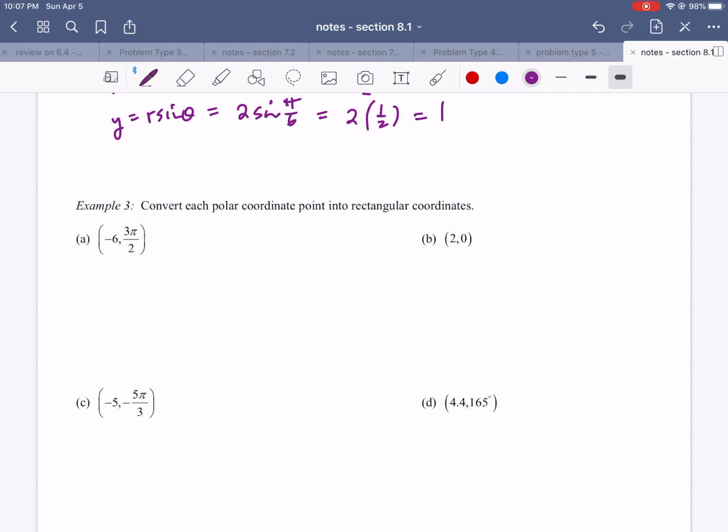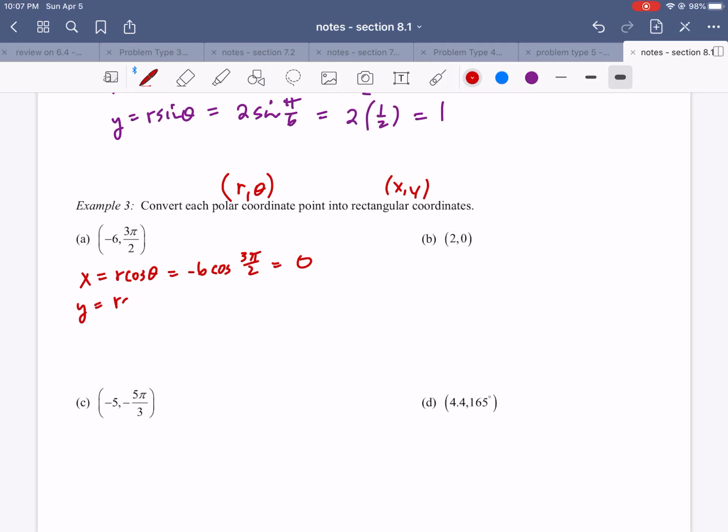So it says to convert each polar coordinate, which is in the form r theta, into rectangular coordinates, which is in the form of x and y. So if we were going to do this, we would have x is equal to r cosine of theta, which in this case would equal negative 6 times the cosine of 3 pi over 2. And cosine of 3 pi over 2 is 0, and so this x-coordinate is going to be 0.